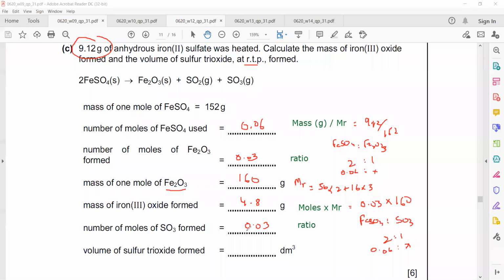And then to get the volume, the formula for gases is moles multiplied by 24 to get the volume of the gas. So 0.03 multiplied by 24, so it is 0.72. Is it clear to everyone? So we'll get 0.72 decimeter cube of sulfur trioxide.